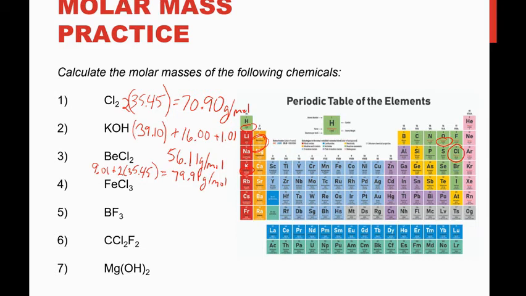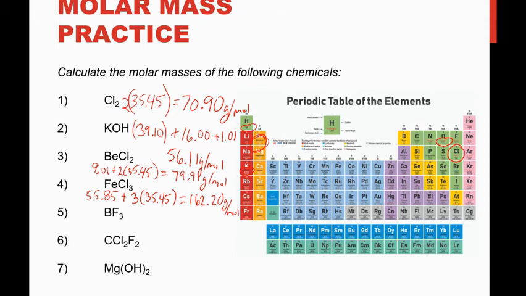Our next one is iron 3 chloride. So iron 3 chloride, iron is 55.85. And this time I have 3 chlorines, so plus 3 times 35.45, and I'm going to go ahead and calculate that on my calculator. And I end up getting 162.2 grams per mole.